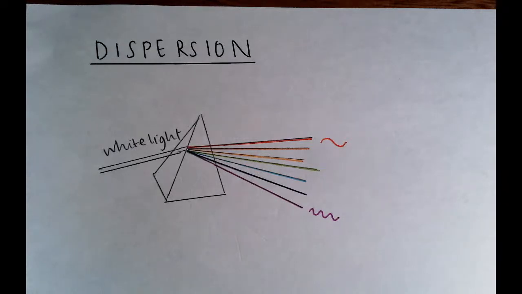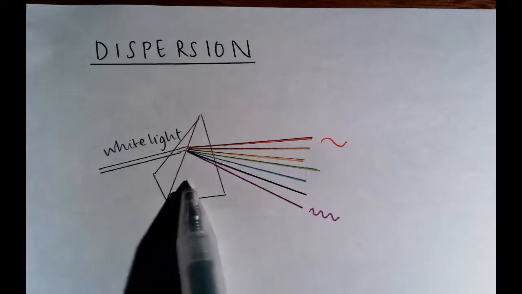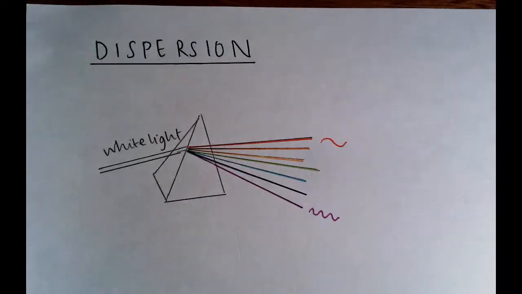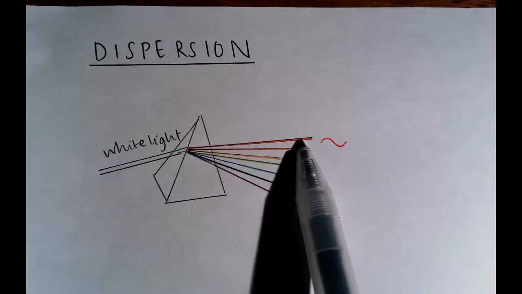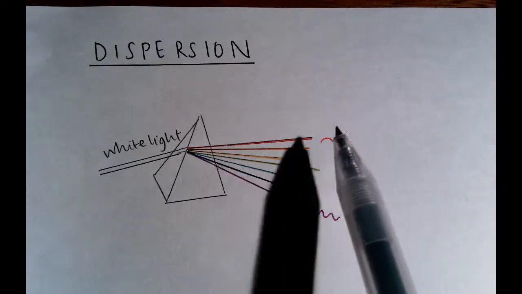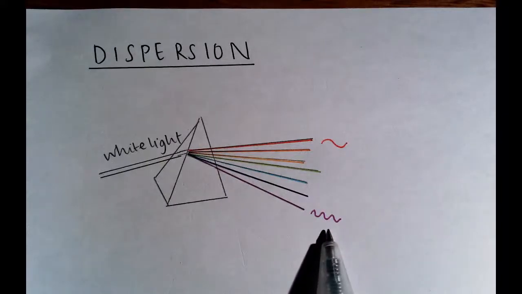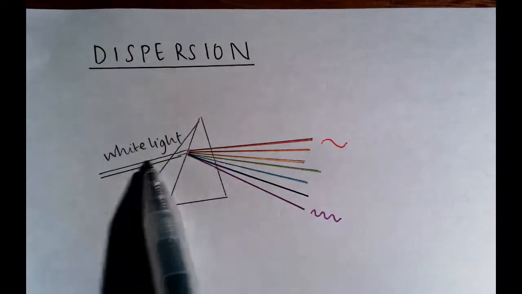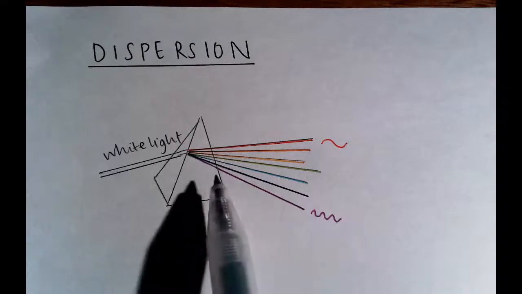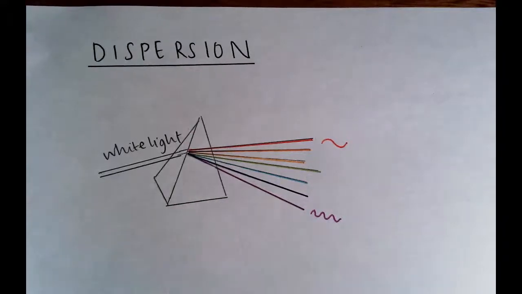So this is how a rainbow works. The raindrops act as the prism for dispersion, basically. Red light is refracted the least, so it bends the least, it has the longest wavelength. Violet light is refracted the most, so the angle change is the biggest one for violet, and you can see that at the bottom it has a shorter wavelength.